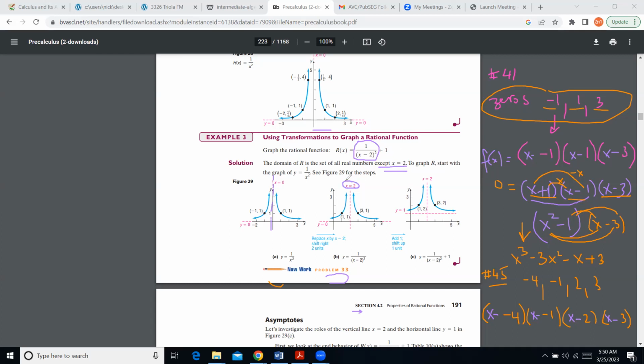So what does vertical asymptote stand for? Well, it's actually an invisible line that my function will get closer and closer and closer to, but never touch. So this is very helpful for graphing. So you can see that both ends of this function, capital R of x, are approaching this asymptote.